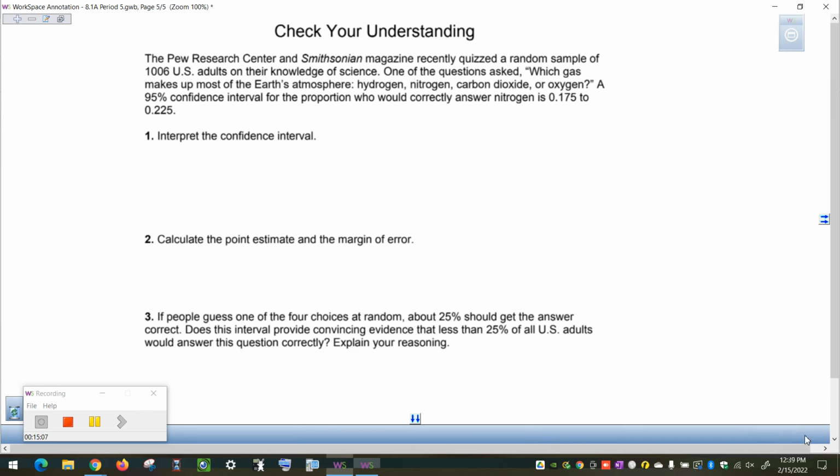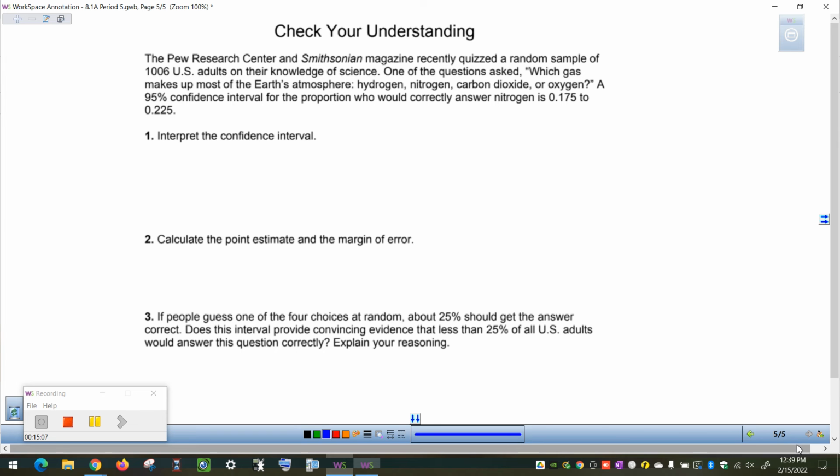All right, so we're going to take a look at our check for understanding questions. So it says here that the Pew Research Center and Smithsonian Magazine recently quizzed a random sample of 1,006 U.S. adults on their knowledge of science. Now, one of the questions asked, which gas makes up most of the Earth's atmosphere? Hydrogen, nitrogen, carbon dioxide, or oxygen? A 95% confidence interval for the proportion who would correctly answer nitrogen is 0.175 to 0.225. So in other words, about 17.5% to 22.5% at a 95% confidence level.